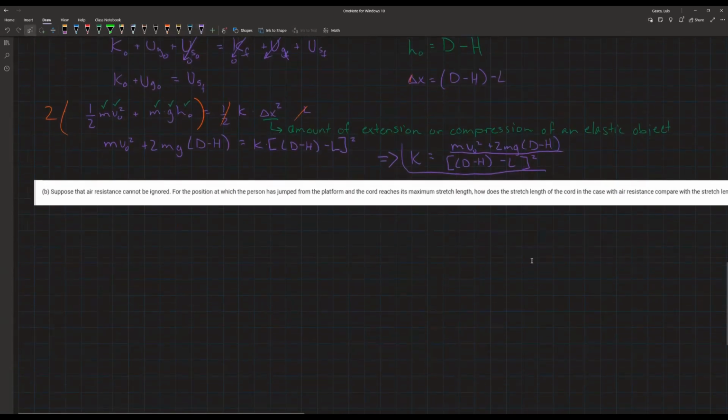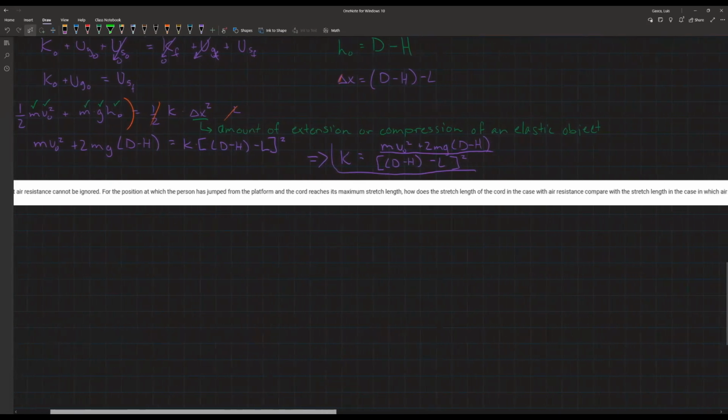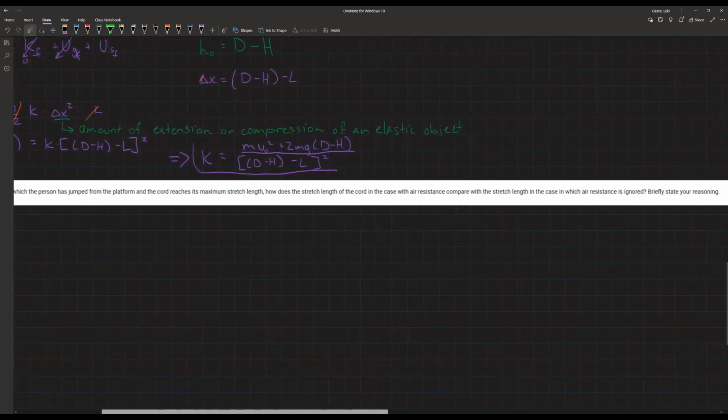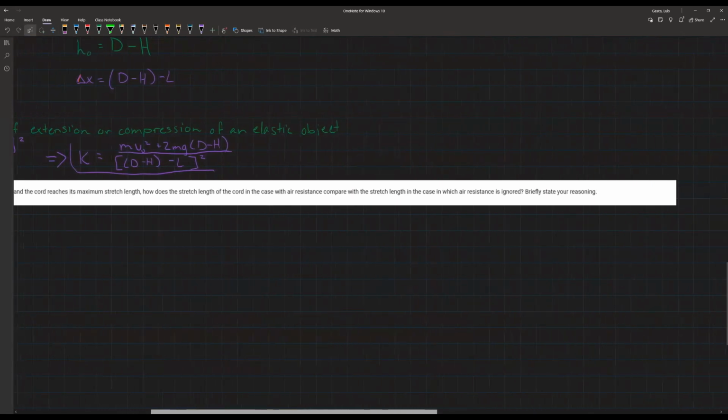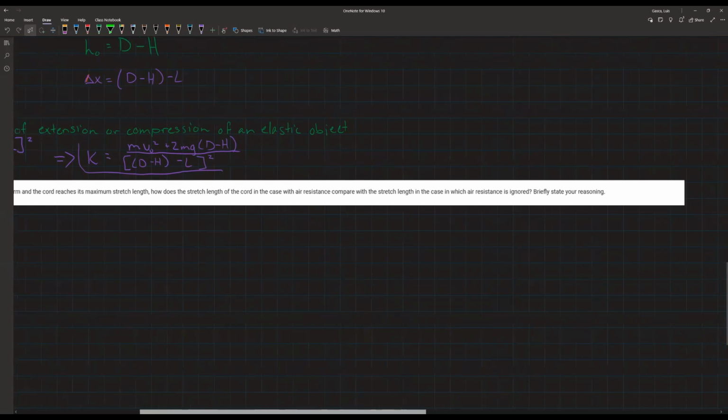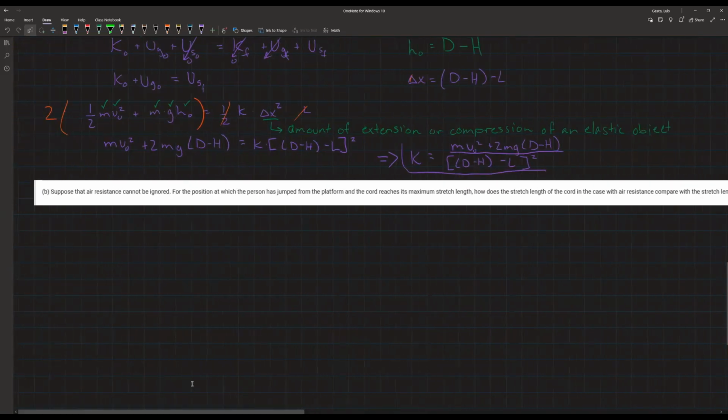All right, let's go to the last question and let's see here. Suppose that air resistance cannot be ignored. For the position at which the person has jumped from the platform and the cord reaches its maximum stretch length, how does the stretch length of the cord in the case with air resistance compare with the stretch length in the case in which air resistance is ignored? Briefly state your reasoning.